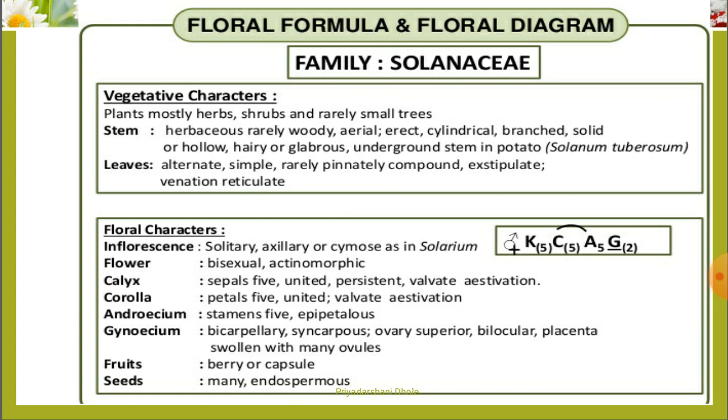Epipetalous. And gynoecium is capital G. Bicarpellary, there are 2 carpels, so it is 2. It is syncarpous and fused, so it is put in a bracket. Ovary is superior, therefore there is an underline below the gynoecium G, which shows the ovary is superior. Bilocular, placenta swollen with many ovules. Fruits are berry or capsule. Seeds are many and endospermous.